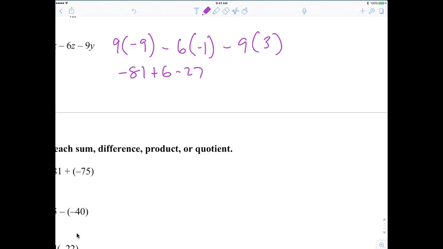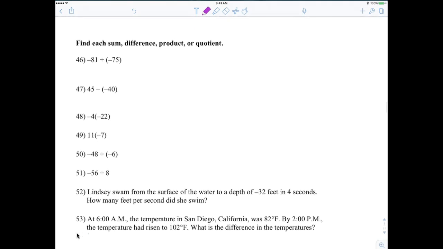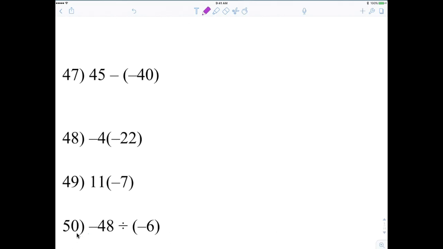All right. We came up with what? -102. How's everybody okay on that? All right. Everybody good? Now we're just reviewing our integers, which shouldn't be a problem. So everybody take a look at 47. The double negatives make it what? Positive. So that's just what? 85. Good.